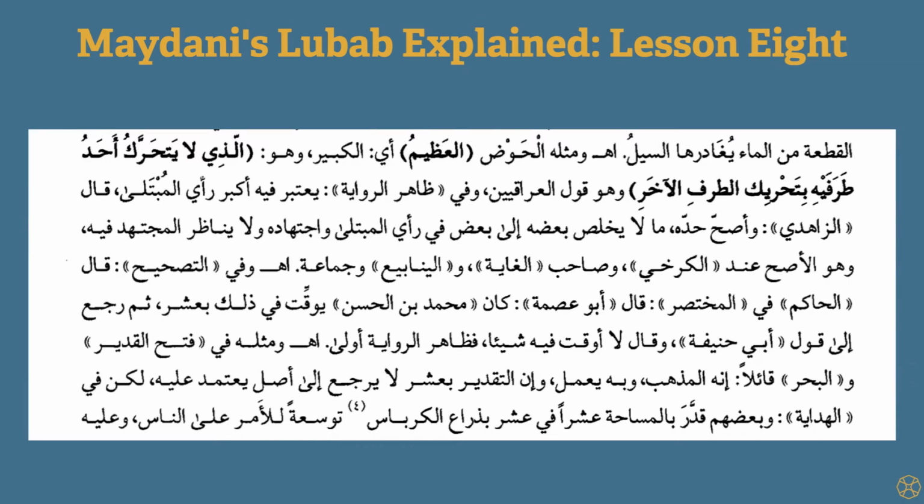So then he says, قال الزاهدي وأصح حده. And the strongest definition of this large amount is ما لا يخلص بعضه إلى بعض في رأي المبتلى. So a large amount is that which the water from one of its parts won't end up reaching the water of the other part.